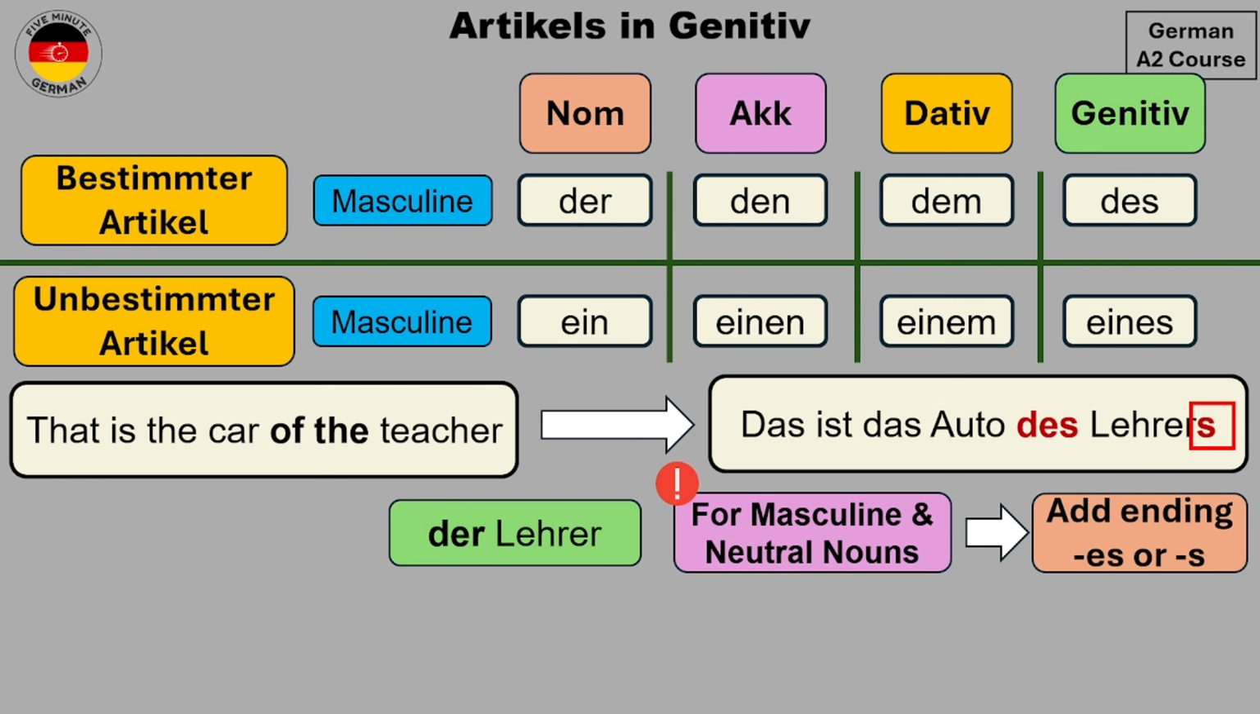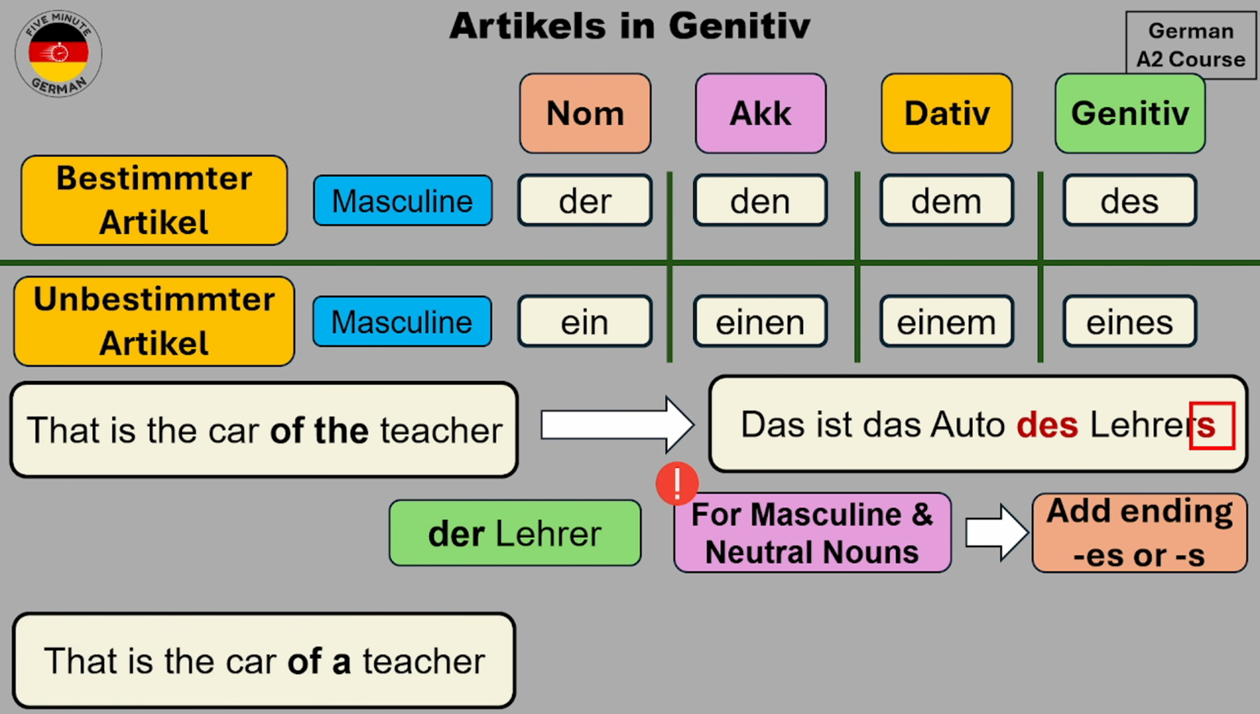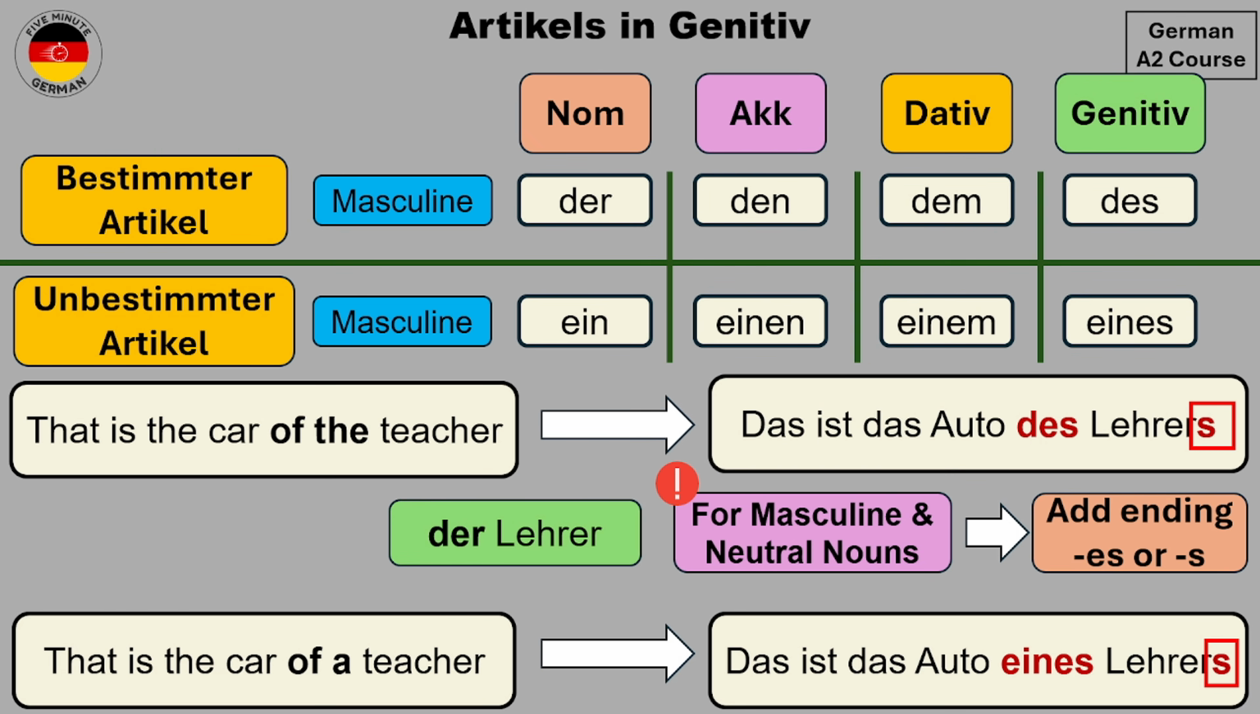Let's write the same sentence with an unbestimmte article. So it will be, that is the car of a teacher. And in German, this will be, das ist das Auto eines Lehrers. That is the car of a teacher. Again, you see, I have added the ending s. And don't worry, I will tell you for which nouns you have to add the ending as and for which you have to add the ending s in a moment.